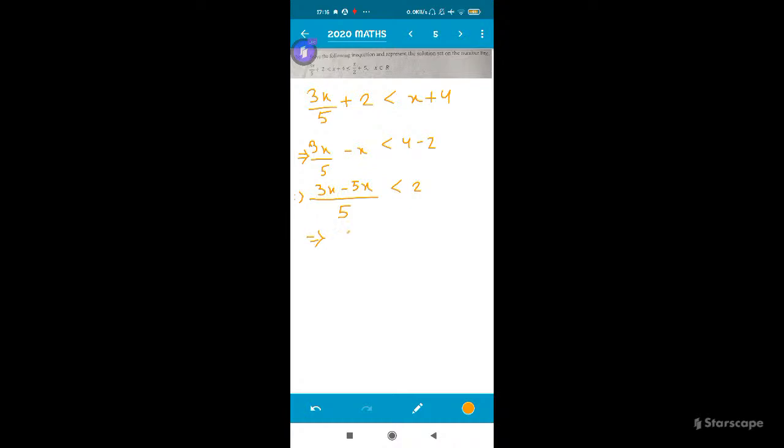So you have minus 2x divided by 5 less than 2. So you have 2x greater than minus 10. Since you are taking minus to the other side, the sign is changing from less than to greater than. I hope this is clear. So we have 2x is greater than minus 10. So x will be greater than minus 5. This is the answer of the first two expressions. X is greater than minus 5. I think this is clear. Now we are going to do the last two expressions. Let me rub it out.